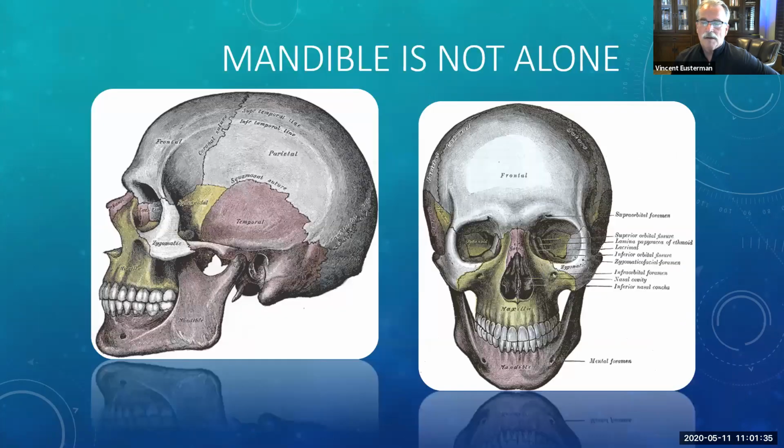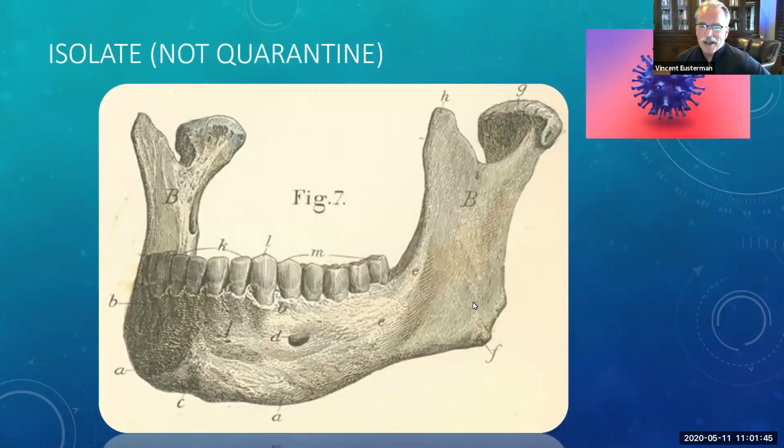The mandible isn't alone. It certainly functions with the rest of the face, but today we're going to kind of isolate it. We're going to isolate it, but we're not going to quarantine it. We're going to take a good look at what happens to the mandible, the different regions, and how we treat them when we do treat them separately. They're all unique in their fracture forms, whether it's condyle, coronoid, angle, body, ramus, symphyseal or parasymphyseal, alveolus. These fractures are all treated in their own unique way.